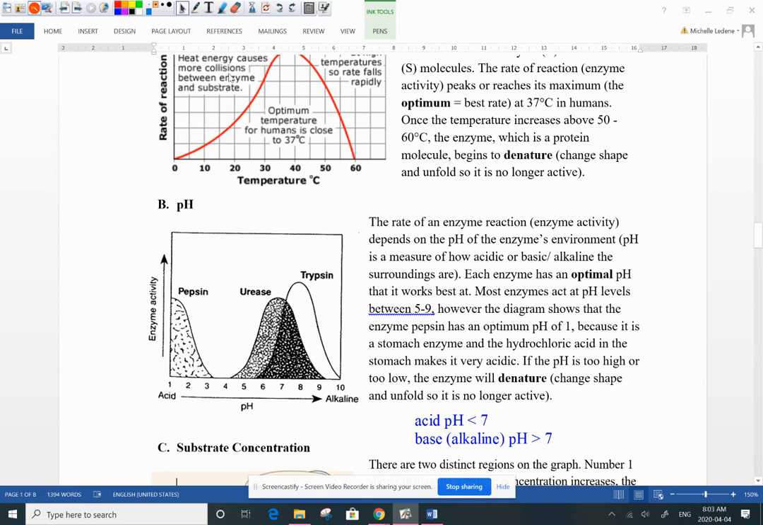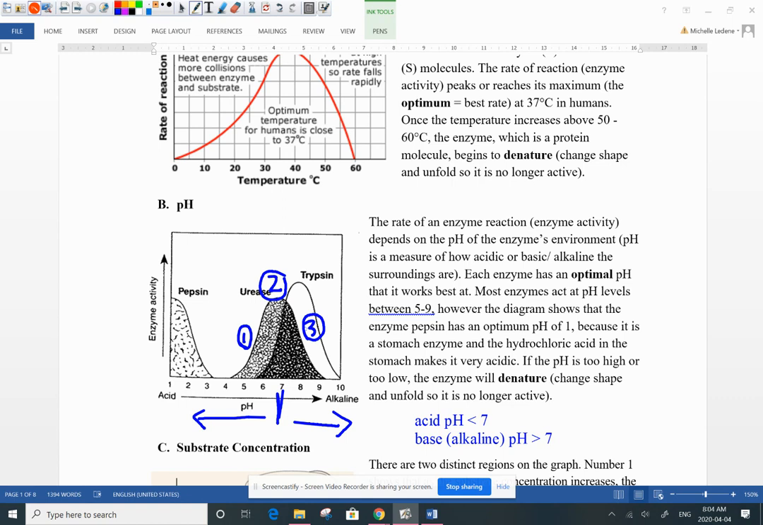Okay, so next we talk about pH. pH is how acidic or how basic, alkaline, the surroundings are for the particular enzyme. When we look at our pH scale here, anything below 7 is an acid and above 7 is a base or alkaline. You can see again that enzyme activity increases, enzymes and substrates have collisions, and they like a certain pH, and then they reach a maximum, and that's again their optimum. Then as the pH changes, it's a very narrow range, the activity decreases, and then that enzyme is going to denature.